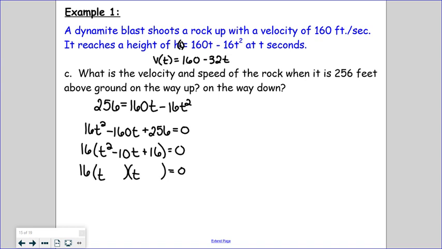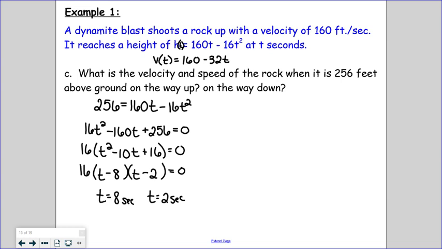Okay, so then going through my factoring here, looking for factors of positive 16 that add up to negative 10, so they'd both be negative, multiply to give me 16. Then set each factor that has a t equal to 0 and solve. And it looks like we've got two answers here. Time equals 8 seconds and time equals 2 seconds.